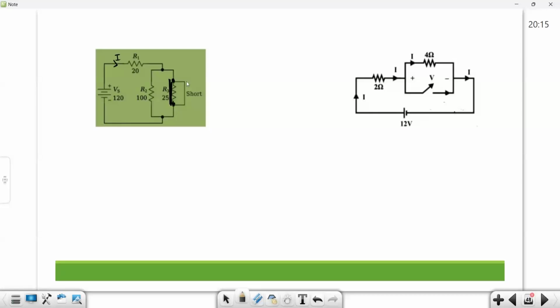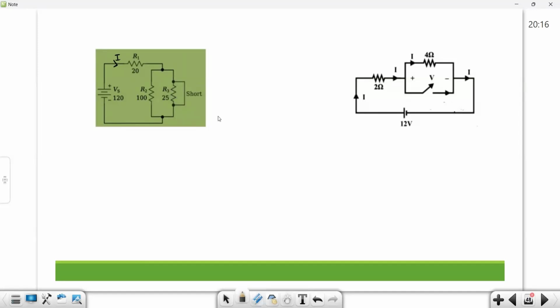If voltage is 0, the current through the resistor is I equal to V by R, and V is 0, so what will be the value of I? I will be 0 through the resistor. That means the current will be flowing only through the short circuit. This is the direct shortcut I am telling, what practically happens.